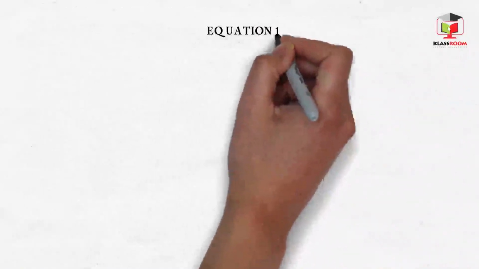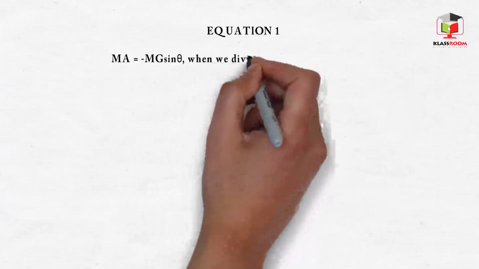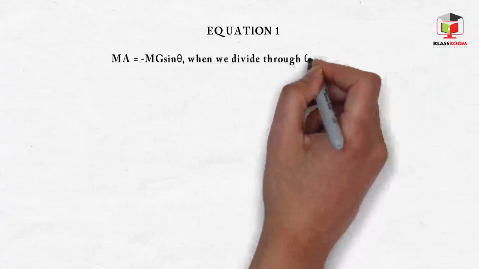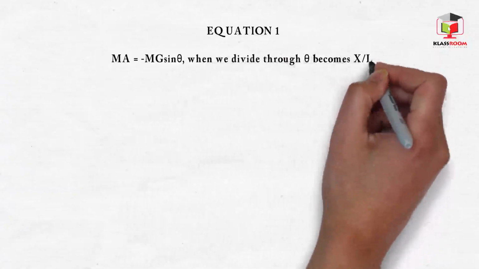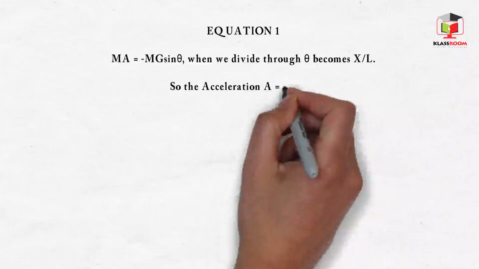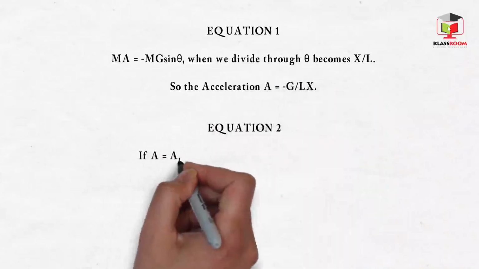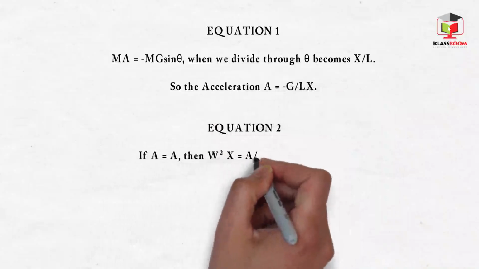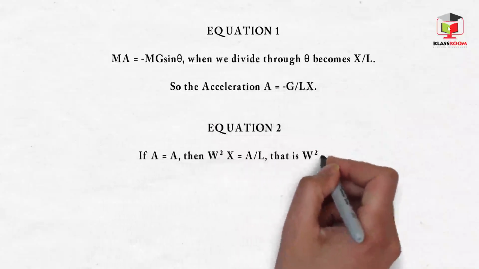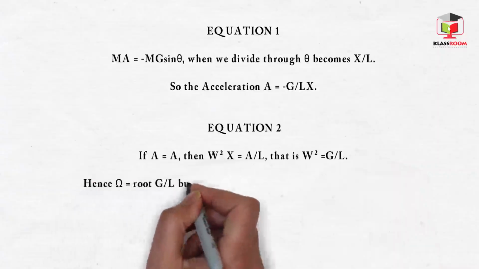ma equals minus mg sin theta. When we divide through, theta becomes x over L. So the acceleration a equals minus g over L x, equation 2. If a is equal to a, then omega squared x equals g over L x. That is, omega squared equals g over L. Hence, omega equals root g over L.